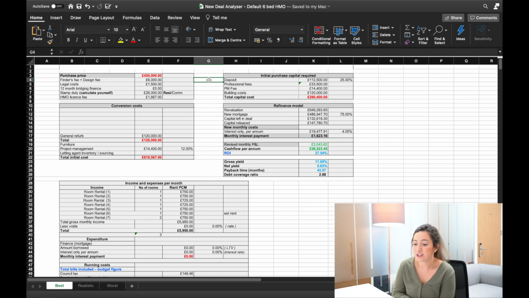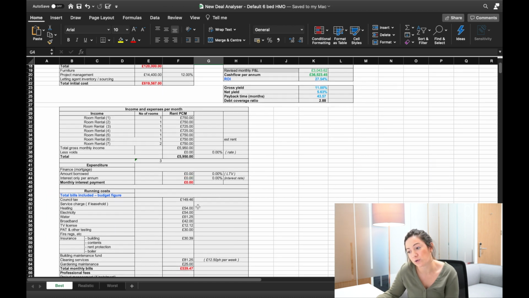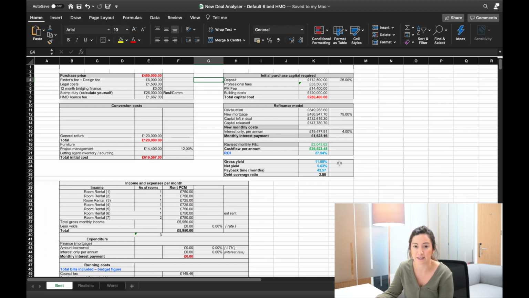Okay, so this spreadsheet is in three sections really. The first one is more about the purchasing and refurbishment costs, the second one is about the rental income and all the bills and whatnot, and the third one is about the refinance model. So going through the first one, you've obviously got your purchase price, any finder's fees, design fees, that sort of thing. You might have used a sourcer to find your property, so those fees would go in there. We charge a finder's fee, but we also charge a design fee to design all the internal layouts, so that would go in there as well.